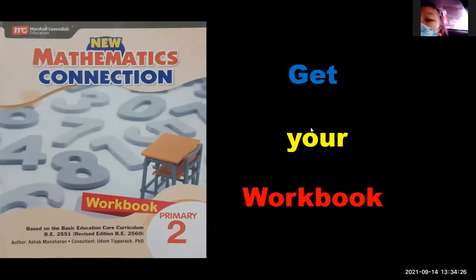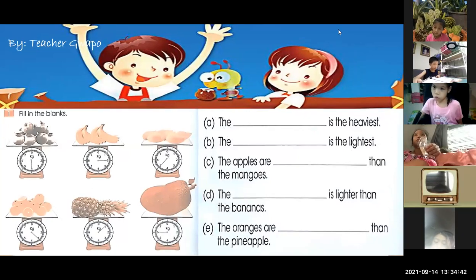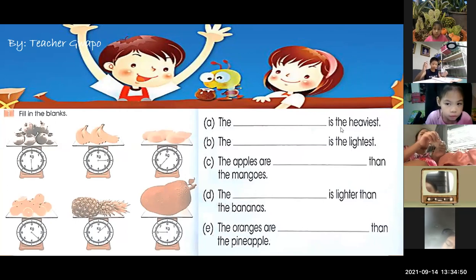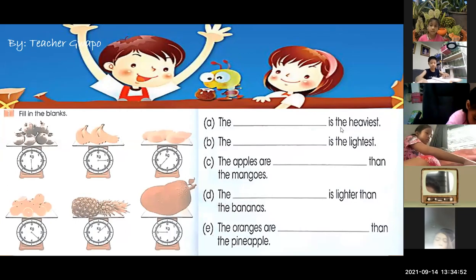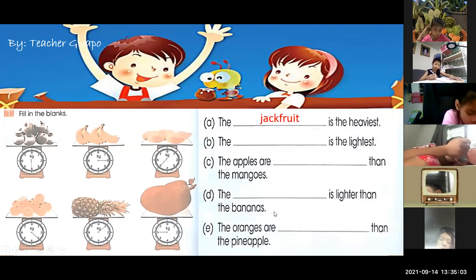Okay, now get your workbook. Let's answer this one. Now we will compare. Letter A. Are you ready? Now in letter A, what is the heaviest? The blank is the heaviest. What fruit is the heaviest here? The heaviest here is the jackfruit. Jackfruit is the heaviest.